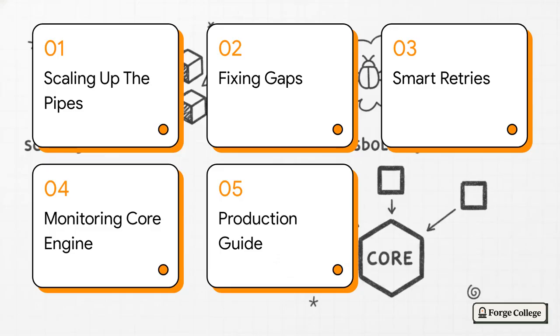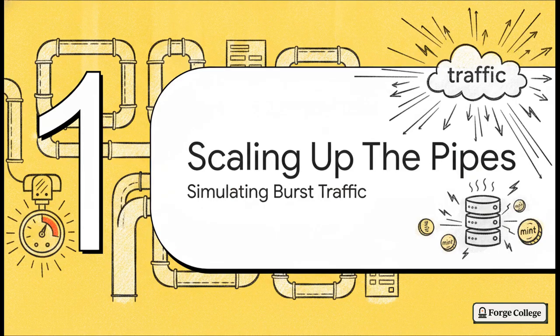Here's a quick look at our agenda for today's operational mitigations. 1. Scaling up the pipes. 2. Fixing gaps with backfills. 3. Smart retries avoid duplicates. 4. Monitoring your core engine. And 5. Your production survival guide. Let's dive right in. All right, Section 1, Scaling up the pipes.